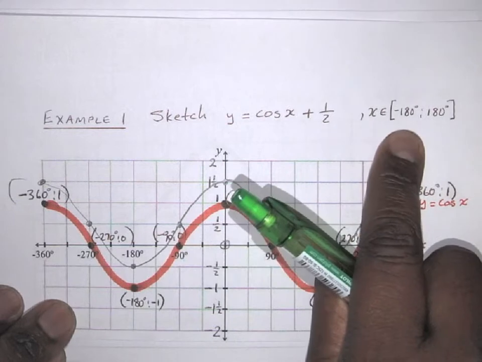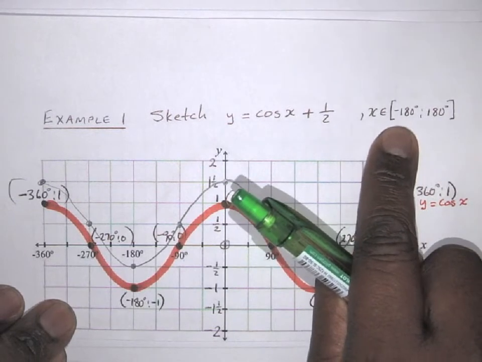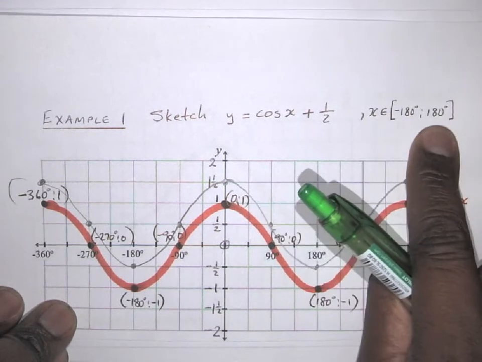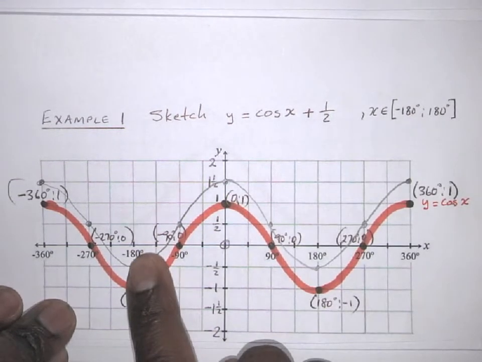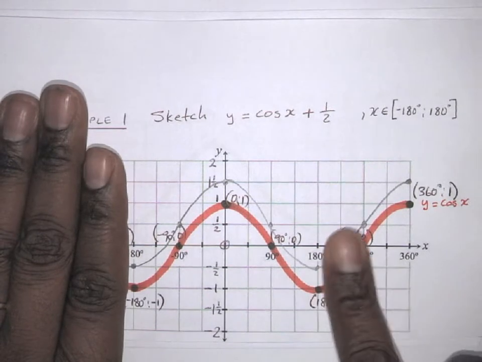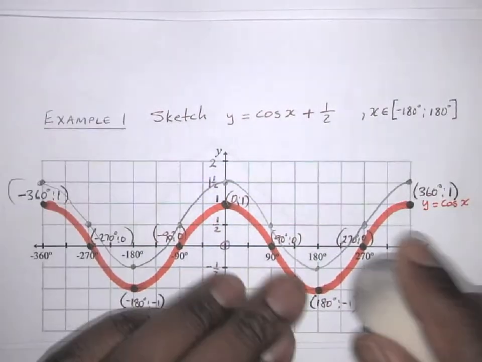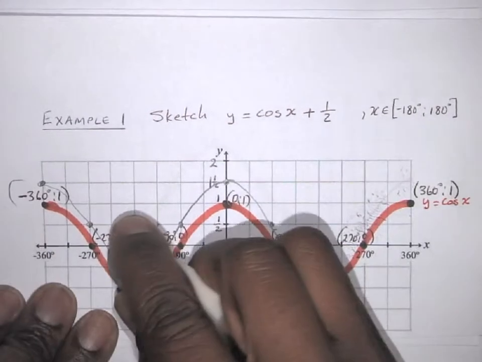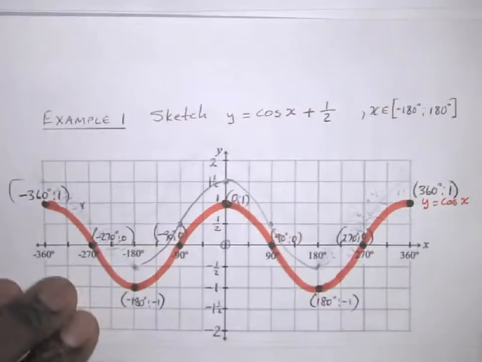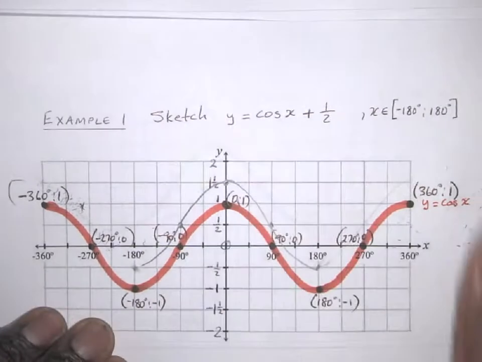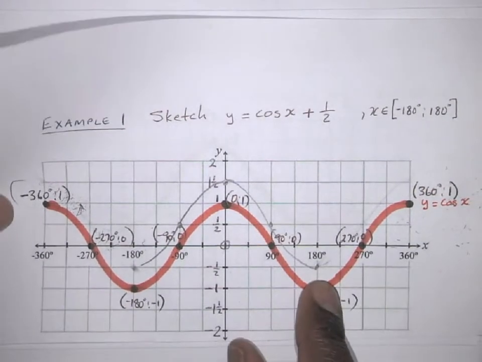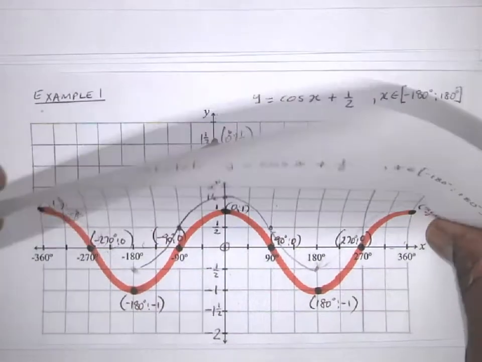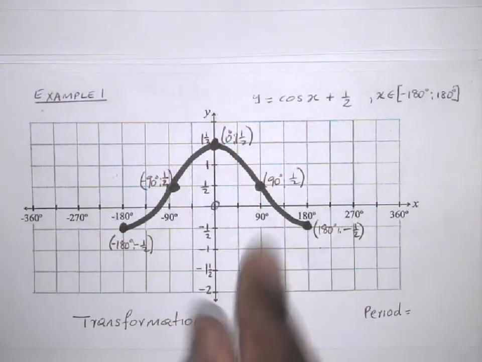However, there's something extra they added. They said they only need x starting from minus 180 to 180. So it means that I must start from minus 180 to 180. The only part that they need is this part, which means that we've got to erase this because we don't need it. So you also don't need this. The only part that is left is this one here. So eventually what they are requiring from you is a graph like this one. So your graph will eventually look something like that.